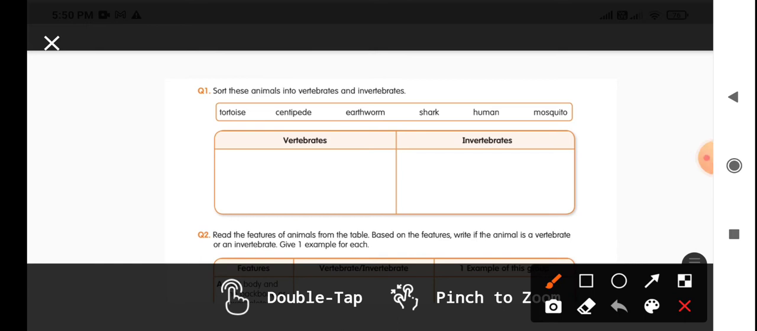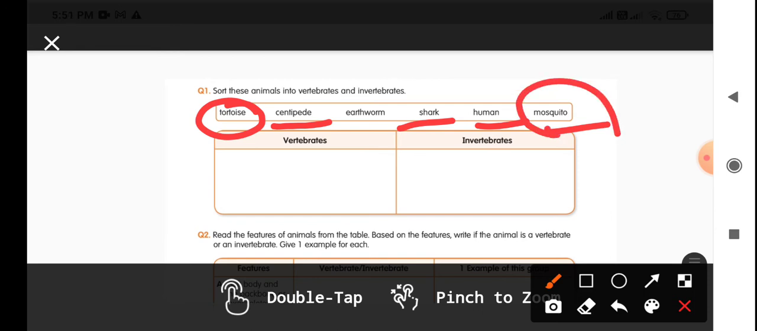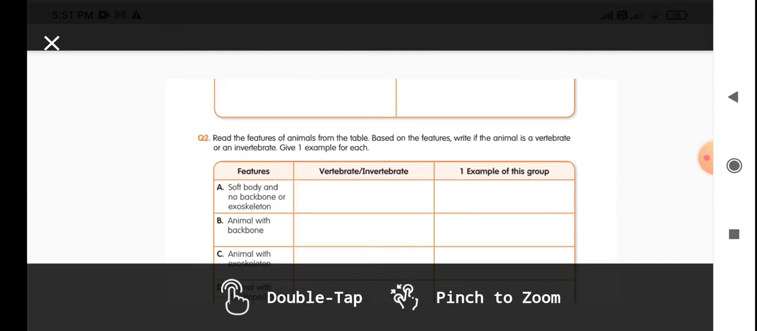Does the tortoise have a skeleton? Yes. So you write tortoise under vertebrates. And does the centipede have a skeleton? The centipede picture, you know, it has a number of legs, and it doesn't have any backbone. So you can write this under the invertebrates. And earthworm, no backbone. Shark, has backbone. Humans, you know very well. Mosquitoes do not have a backbone. So under the particular column, you write these answers, children.